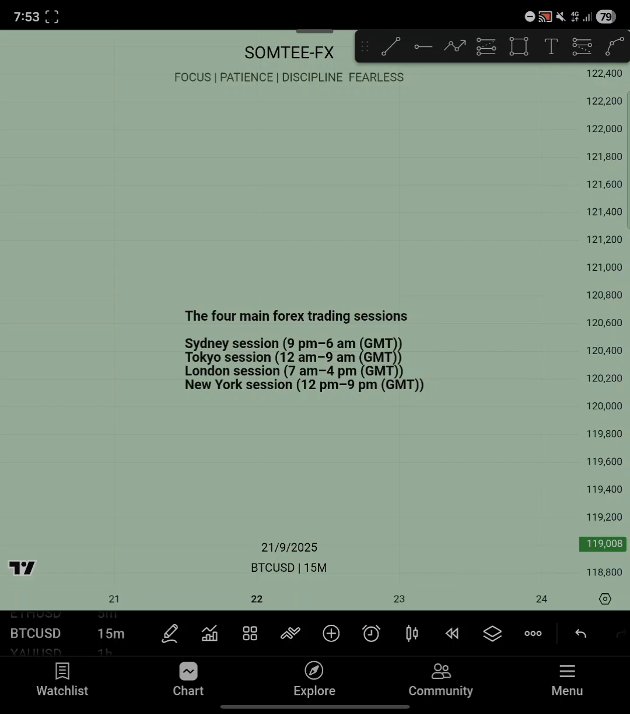It's very, very simple. For me here, I think I prefer the London section, which starts from 7 a.m. in the morning till 4 p.m. in the evening, which is a very good time for you to be able to trade. There is a lot of volatility there, but it's still the best time for the market to move properly, very, very well. So that is just it about it.